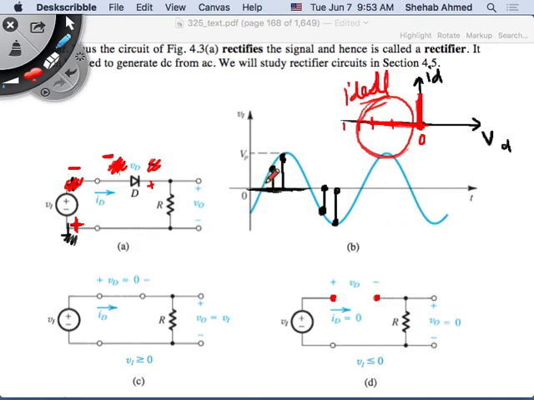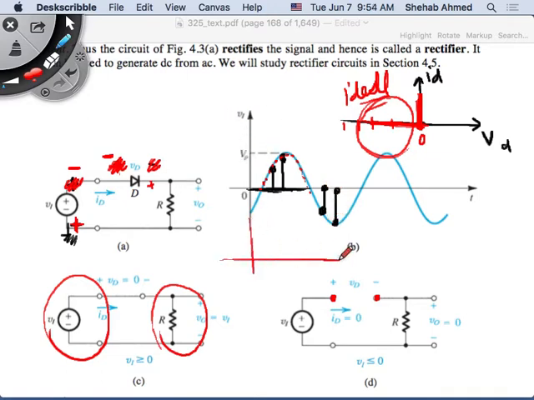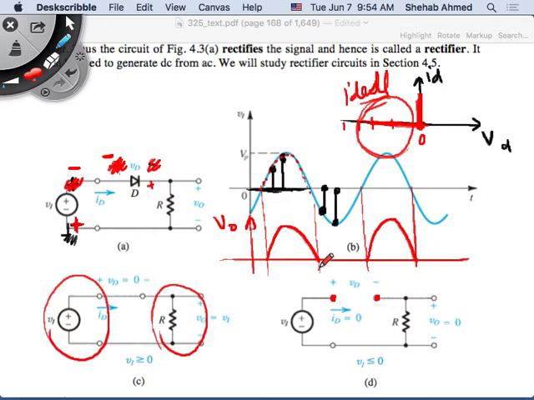When I have positive voltages, I am placing my input across the output resistor. When I have negative voltages, I have an open circuit. So the output voltage will look like this. This is when the diode became an open circuit. V output here, this is the diode open circuit. Output voltage here is 0.